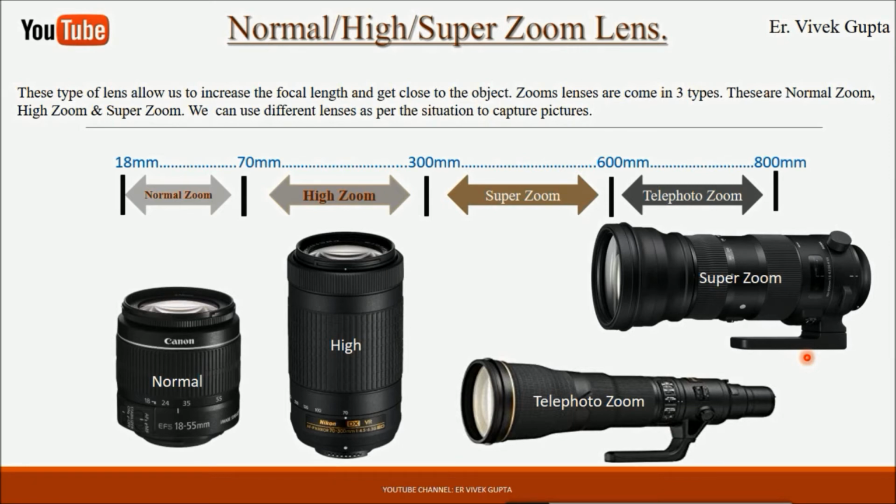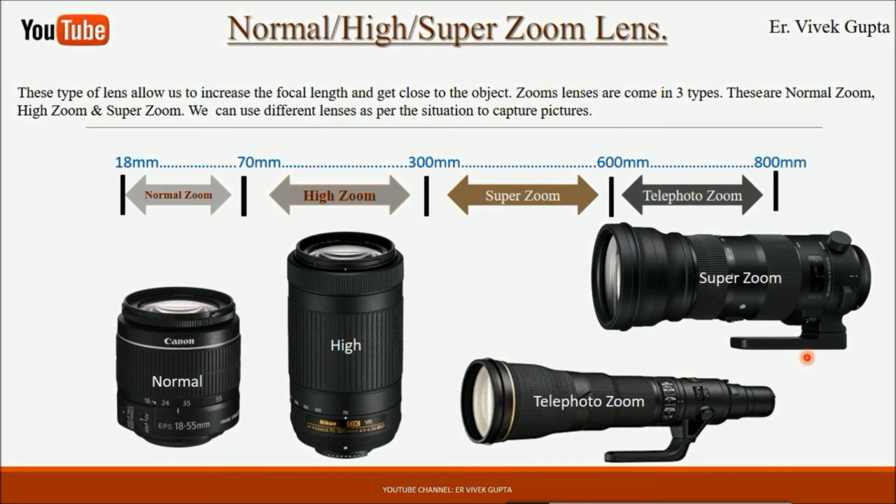You can capture a bird which is sitting at the top of a tree, as we know that every time it is not possible to climb a tree. So these types of lenses help us to capture the image of a bird sitting at the top of the tree. Or if a person is climbing a mountain and is at a height and we don't wish to go there, then using these types of lenses we can capture the images.